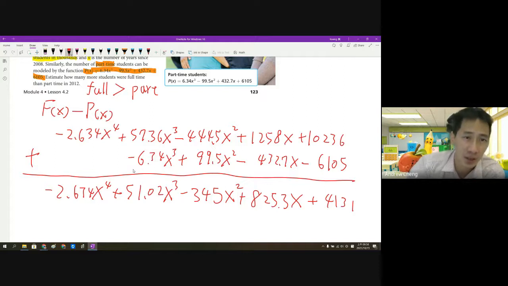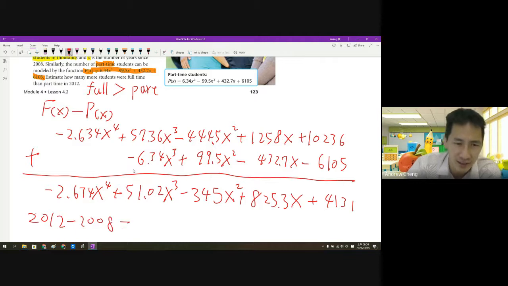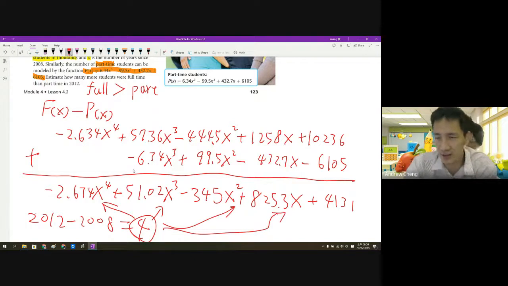How many more students were full-time than part-time? But this is not a number. We have to plug in, because it says in 2012. 2012 is 4 years after 2008. And then you have to plug in 4 here, here, here, here, and here to find the answer.